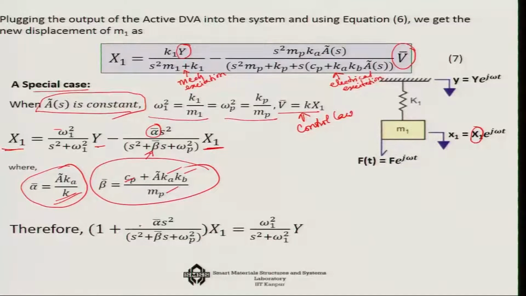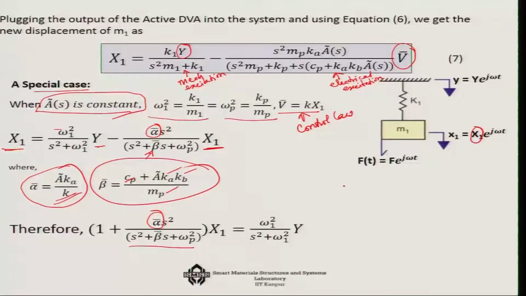So now you can rewrite the relationship. If you take both x1 terms to one side, it becomes (1 plus alpha bar s square over (s square plus beta bar s plus omega p square)) times x1, and that equals omega 1 square over (s square plus omega 1 square) times y. So, that is the very special case, where the relationship between x1 and y is of this nature. Now, in this particular case, you have to see that in the absence of this alpha bar part, suppose the gain k is 0, then this alpha bar part would not have been there.